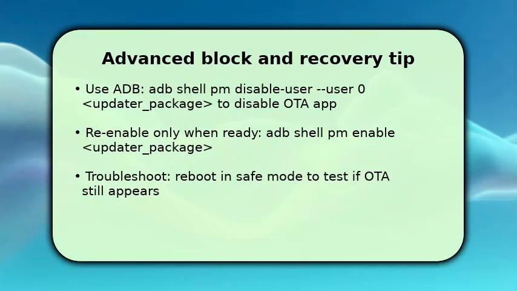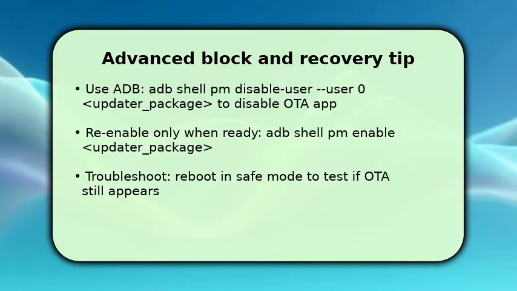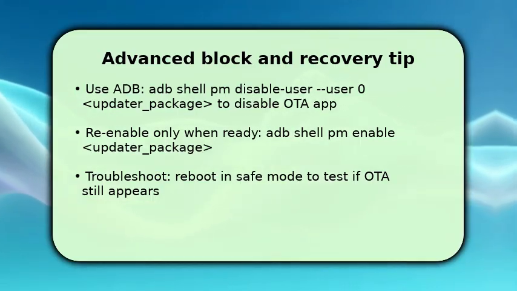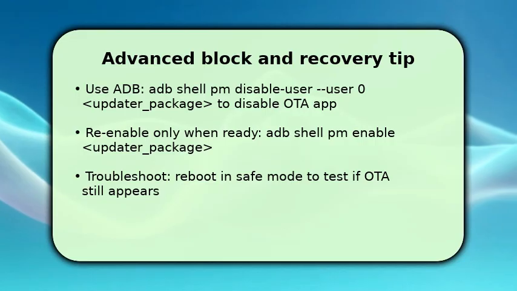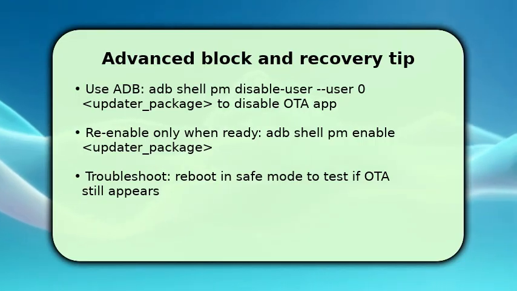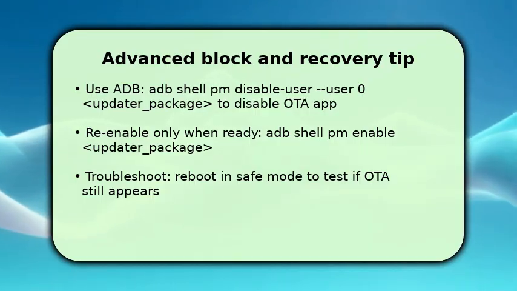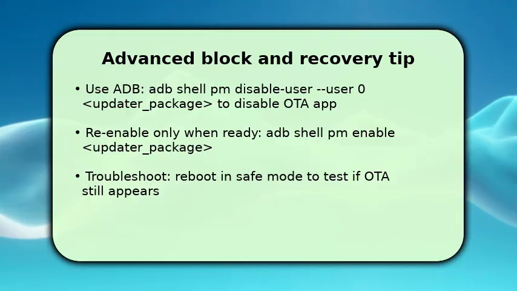For a final, reliable stop, use ADB to disable the updater package. Connect via USB, enable USB debugging, then run adb shell pm disable-user 0 com.oneplus.ota. The package name may vary. This prevents the system updater from running without uninstalling system components. When you want updates again, run adb shell pm enable with the same package name.